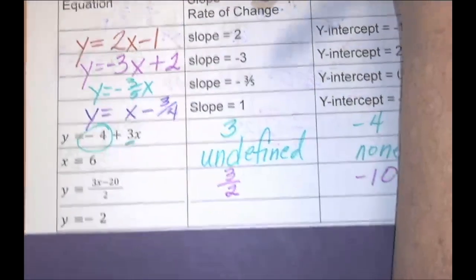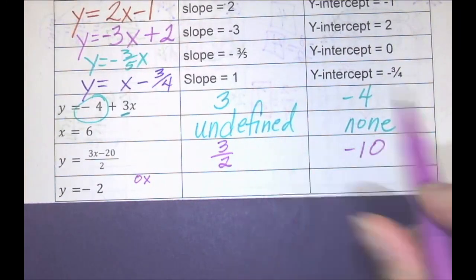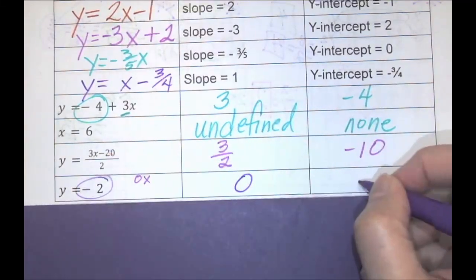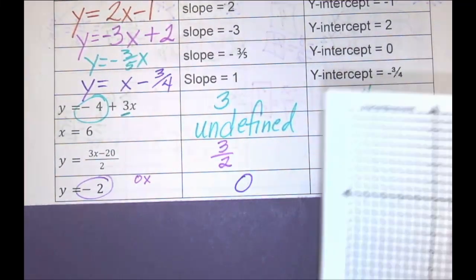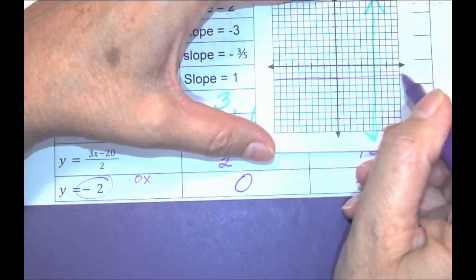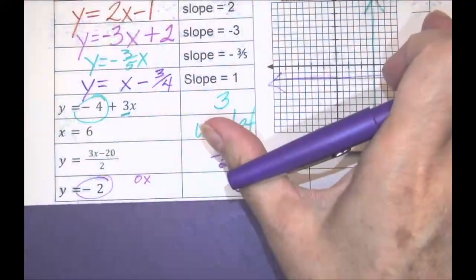And then the last one, there's no x's. So it would be as if there was 0x. So the slope is 0. The y-intercept is -2. Now we know that horizontal lines have a slope of 0. This means every y on that line is a -2. So this is a horizontal line with 0 slope.